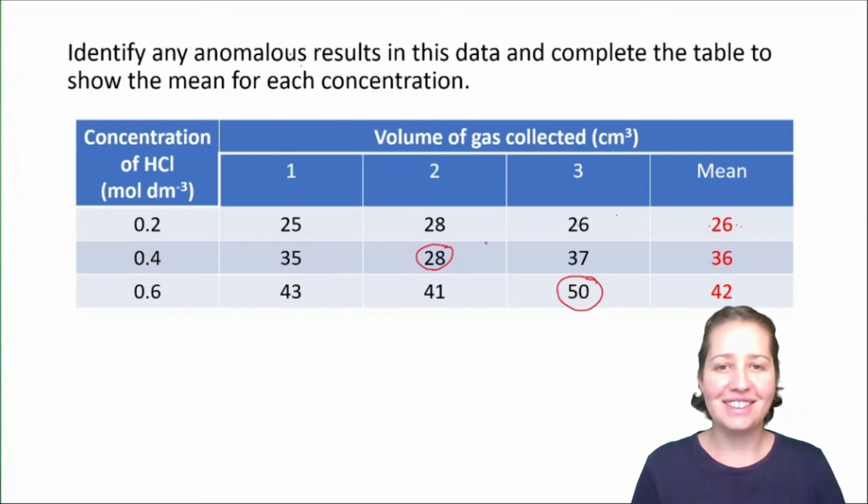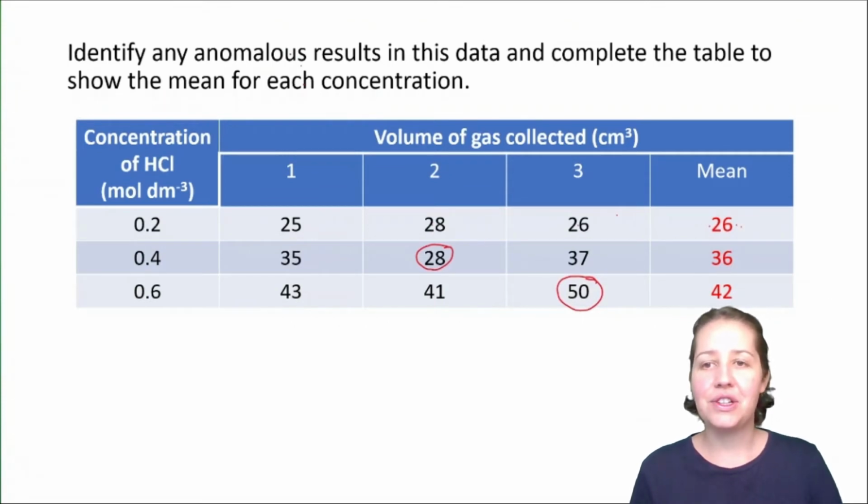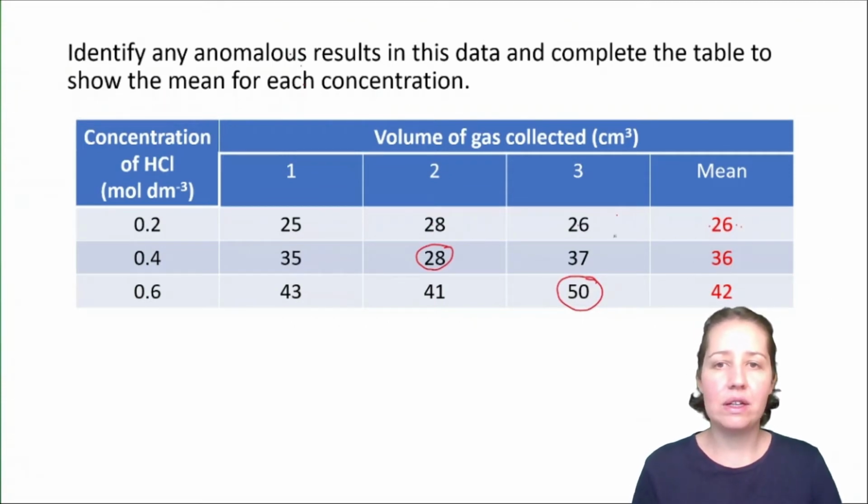So here are your results. These are the means that you should have calculated. Let's have a look at how I did that. Looking at the data, I decided that all of the data in the first row was a good fit. There was no data that stood out, no anomalies.